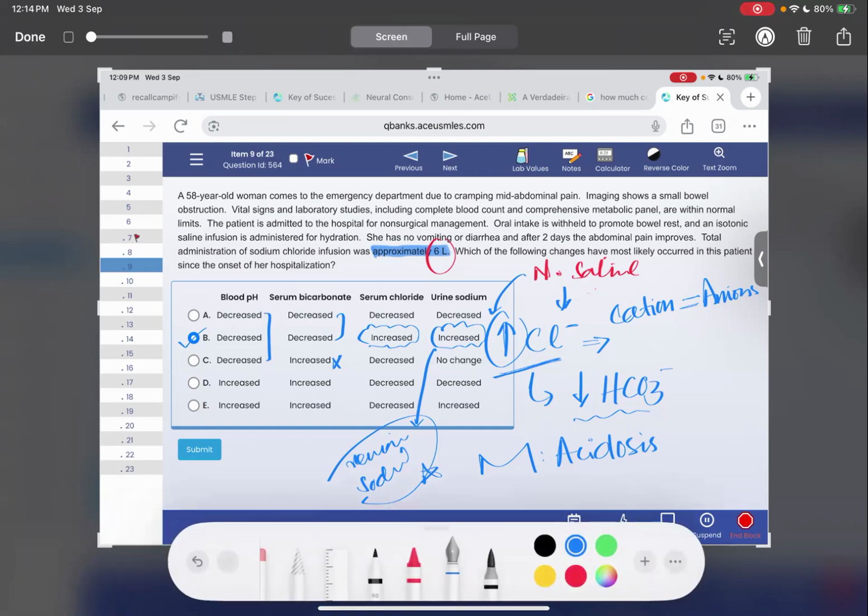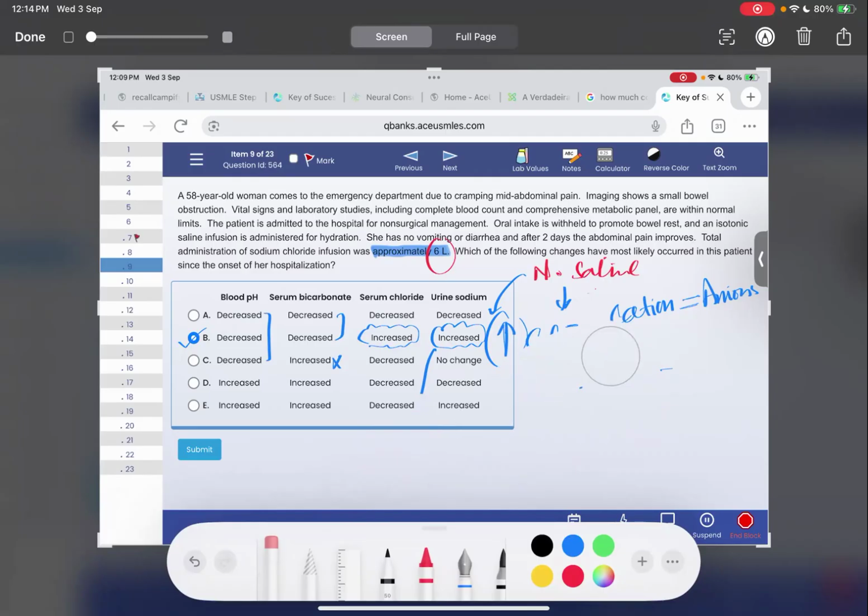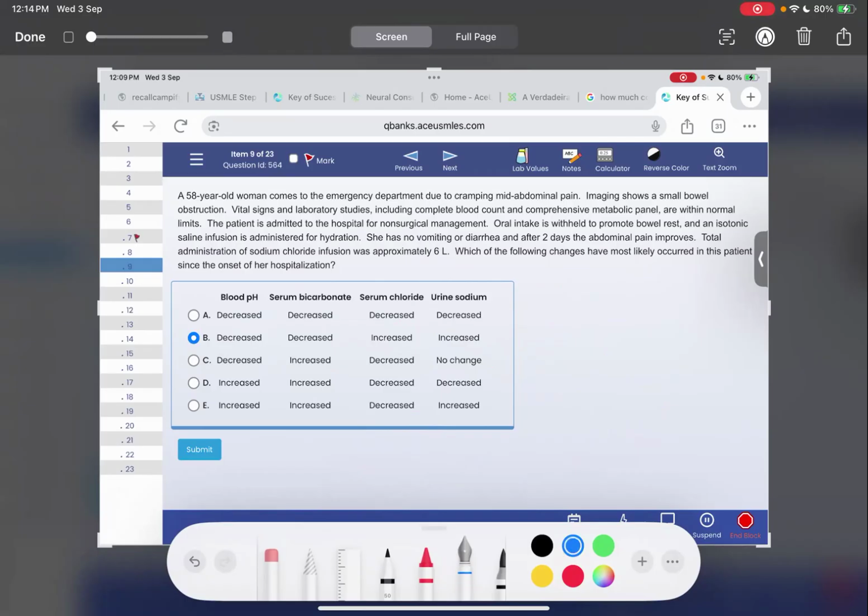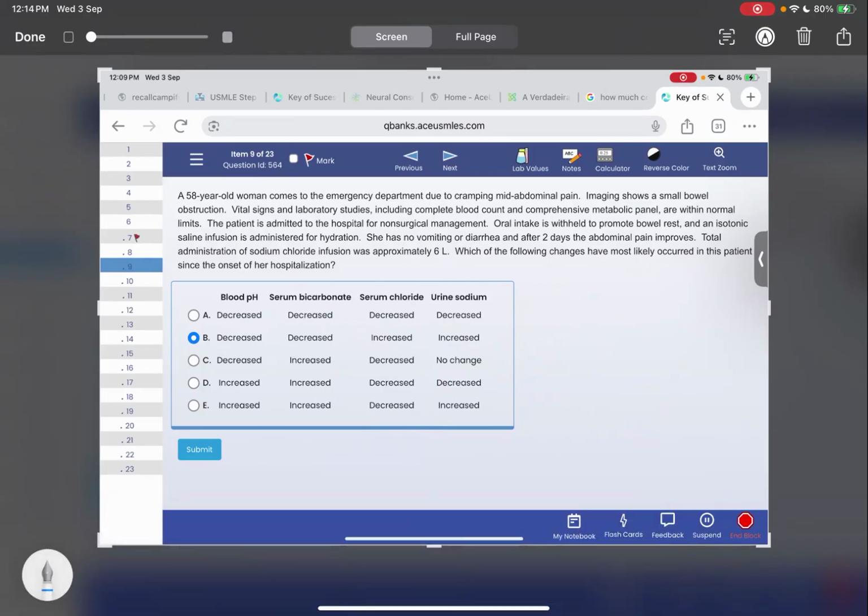Was it easy or not? Yes, it was easy from the way you connected it from normal saline. So can anyone repeat this? What is happening? Normal saline causes hyperchloremia, though it is isotonic to plasma. Why hyperchloremia and not hypernatremia? Because the difference was affecting the chloride more.